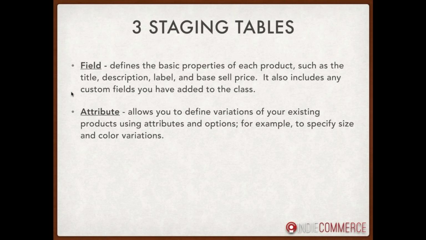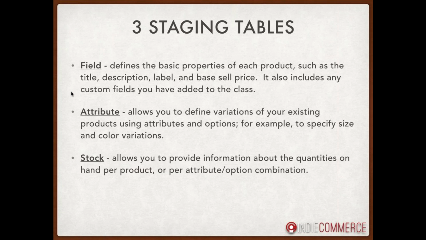The next table is the attribute table. This allows us to define variations of existing products using attributes and options, for example, to specify size and color variations. And finally, the third table is for stock. This allows us to provide information about the quantities on hand, either per product or per attribute option combo.